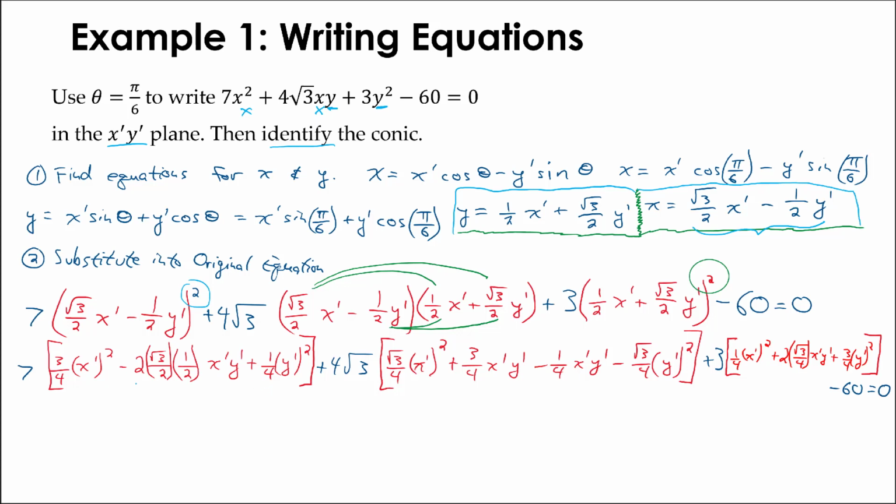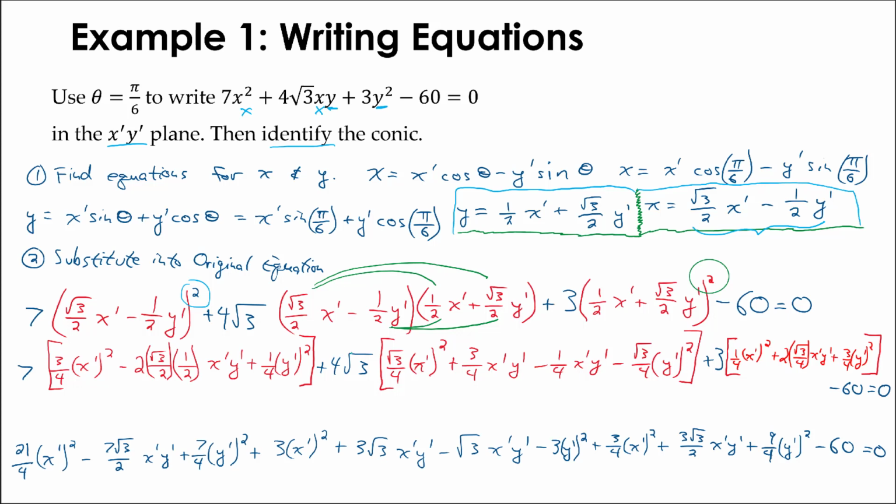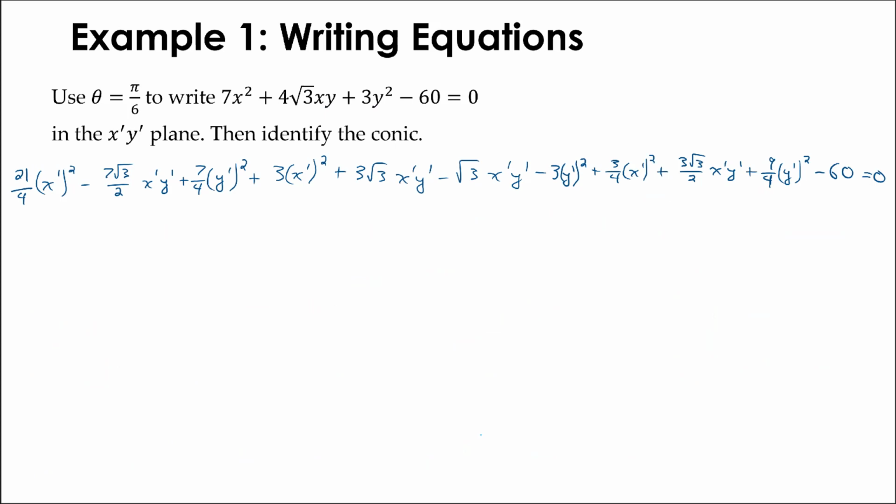Okay, so I'm going to go ahead and distribute my 7, my 4 root 3, and my 3. So I'm just distributing all of my coefficients now. All right, and I get an equation that looks like this, and we'll finish this up with a clean slide here. Okay, so at this point, all of my x prime, y prime terms, when I evaluate these and combine them, because at this point I'm just combining like terms, these should go away. And in this case they do, so that's good.